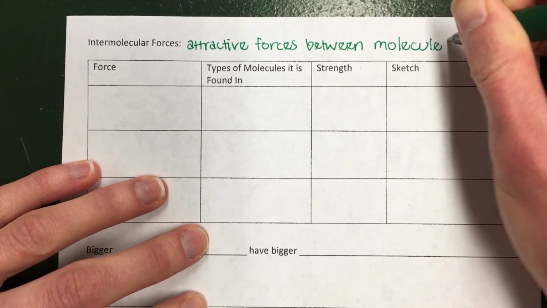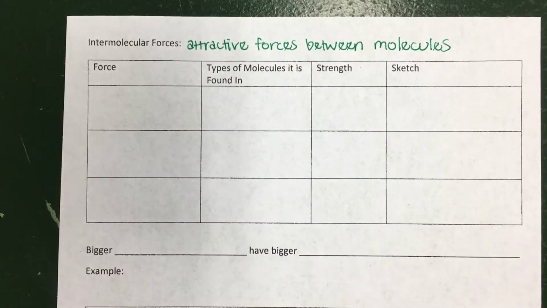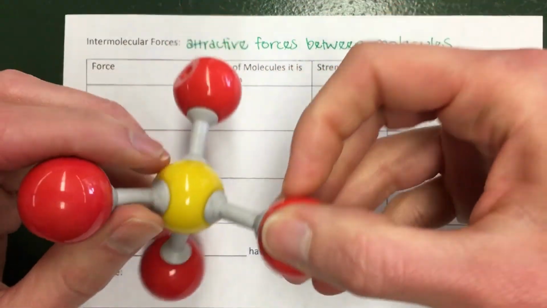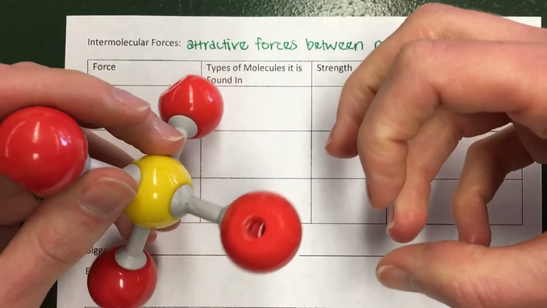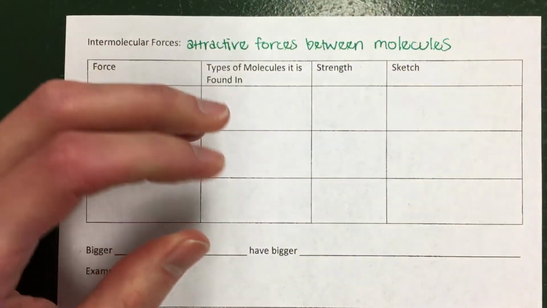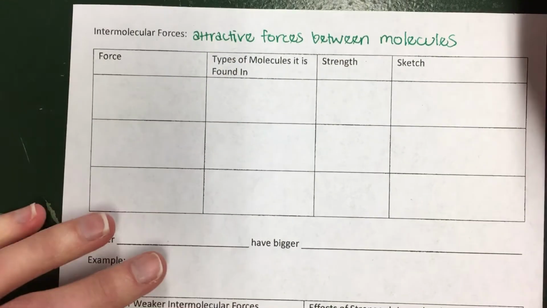Now I want to make it clear, these are between two separate molecules. So, for example, here's a molecule, and if I had another molecule of this type, an intermolecular force would be an attraction between this molecule and a separate molecule. There are three types of intermolecular forces.